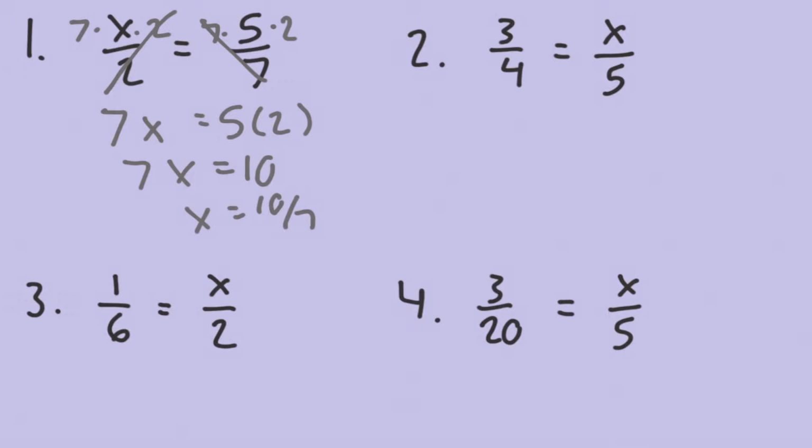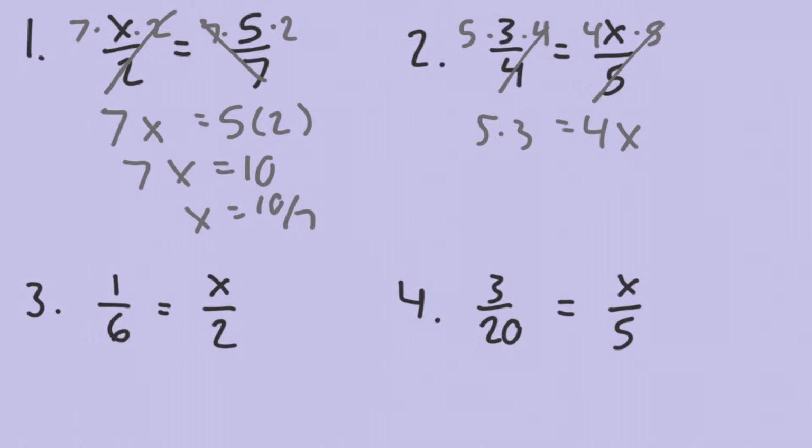So number 2, same thing. Let's multiply by both denominators. We'll multiply by 5 to both sides so that the 5 in the denominator cancels, and by 4 also to both sides so that this 4 cancels. So now we have 5 times 3 equals 4x, and we can solve from there.